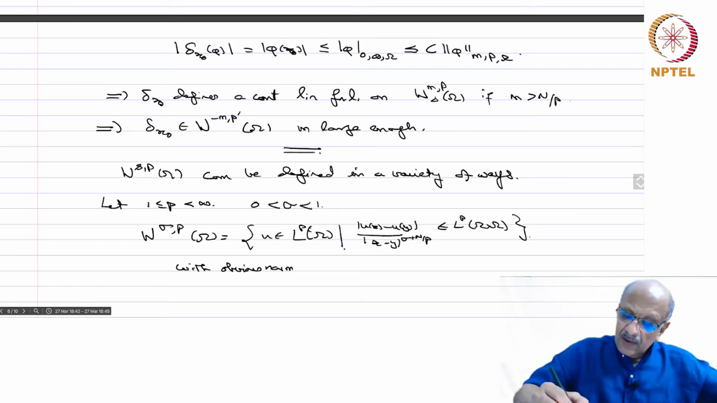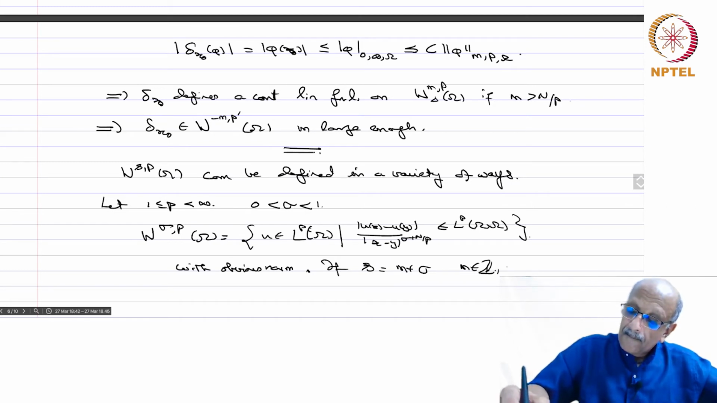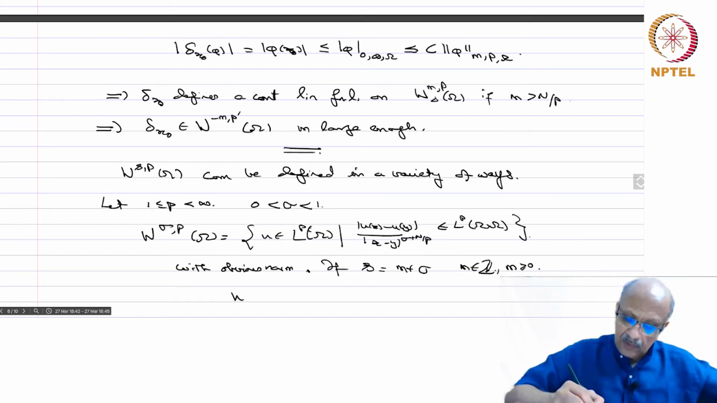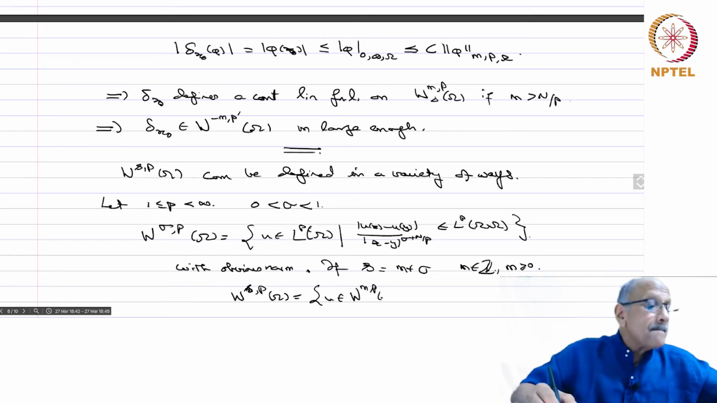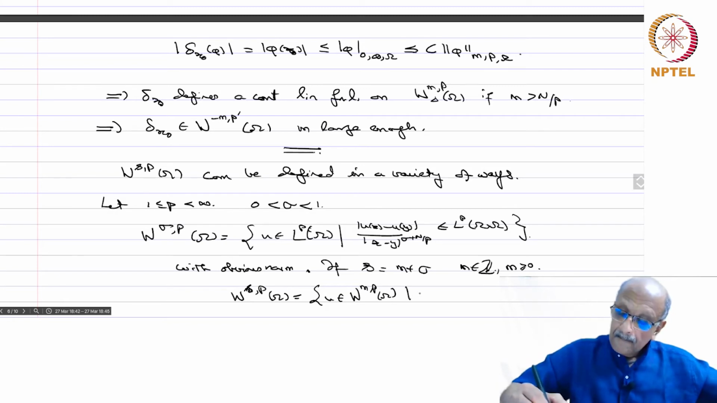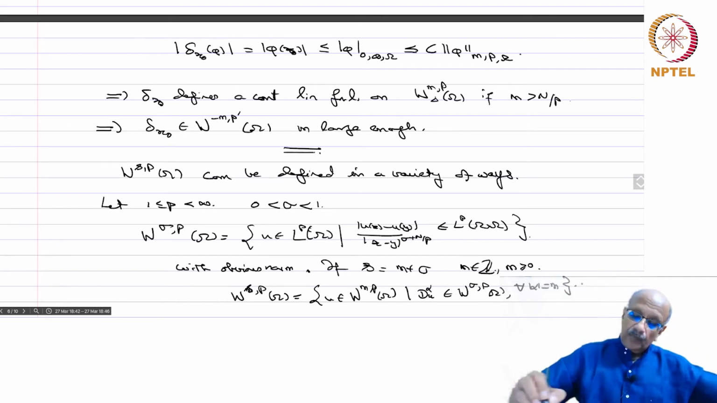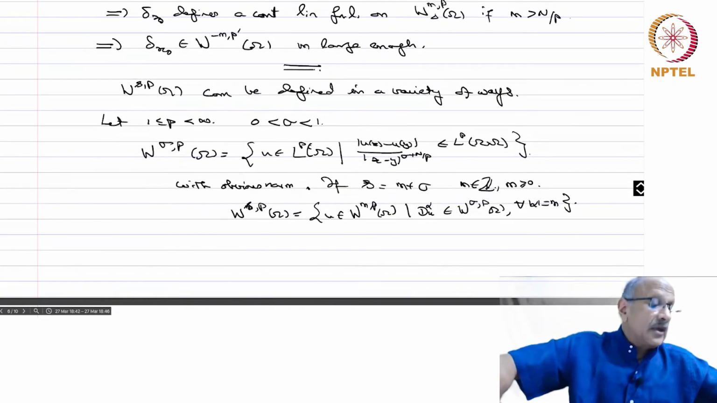Now if s equals m plus sigma, m in Z, m greater than or equal to 0, you define W^{s,p}(Ω) equal to the set of all u in W^{m,p}(Ω) such that D^α u belongs to W^{σ,p}(Ω) for all |α| = m. Okay, so this is how you define the spaces.